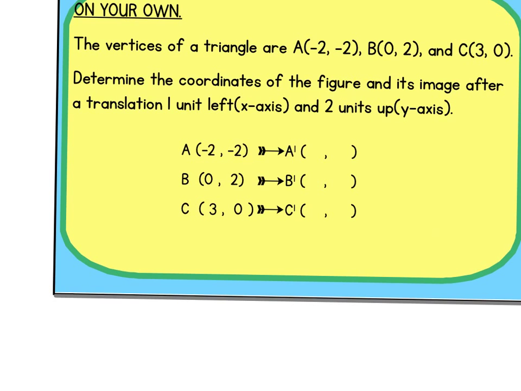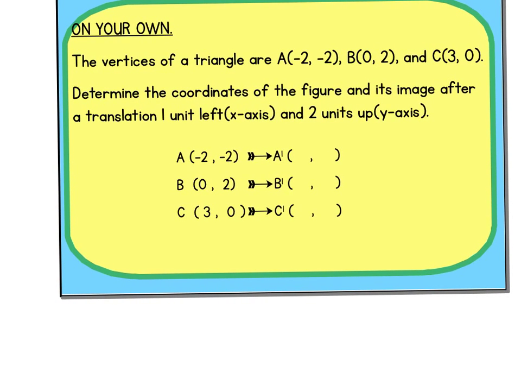Okay, on the next one it says the vertices of a triangle are -2, -2, 0, 2, and 3, 0. Determine the coordinates of the figure and its image after a translation of 1 unit left and 2 units up, which means we're going to take our x and we're going to the left 1, we're going to take our y and we're going to go up 2. So we can put that little note in here. All of our x's are going down 1, all of our y's are going up 2. So our new coordinates would be -3, 0, -1, 4, 2, 2.